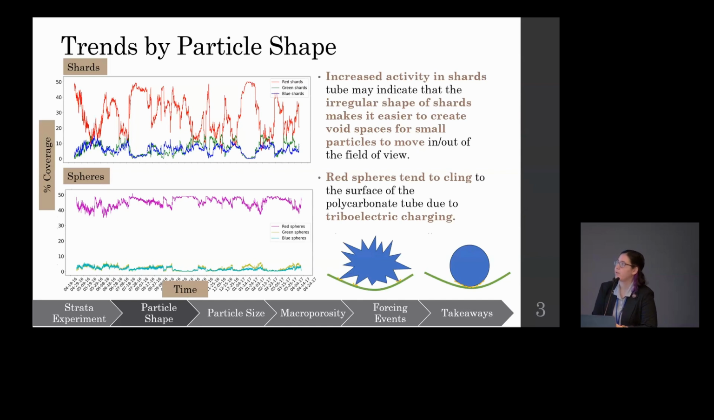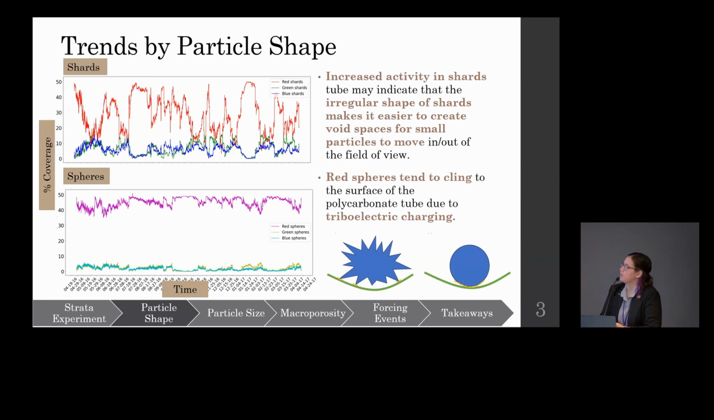So first, to go through the trends by the particle shape. How you can read these graphs that I'll have, really you're looking for the overall behavior that's going on. And that's in percent coverage, which means how much of an image is covered by any one color or any one size of particle at any given point in time. So how many of these particles can we see relative to the amount of tube we can see? And so what we see here is on the top, we see the shards that are much, much more active than the spheres, which are a little more calm, with fewer dips and valleys and peaks and things like that.